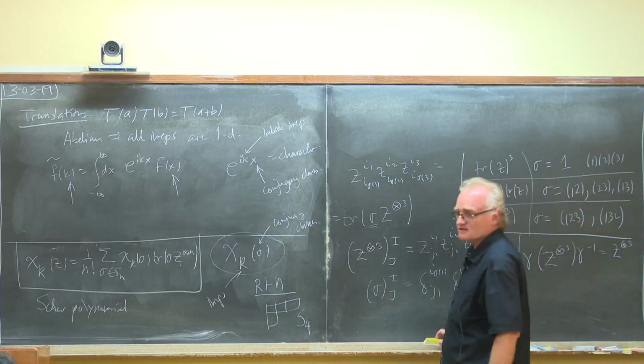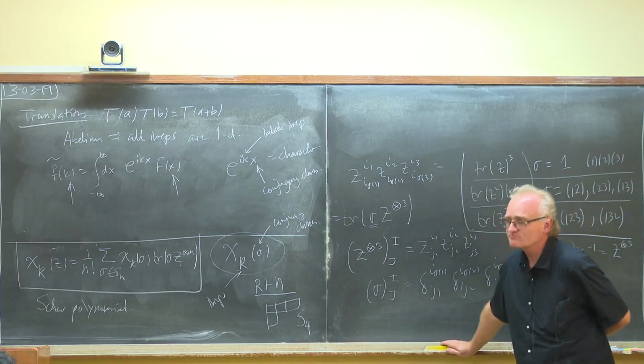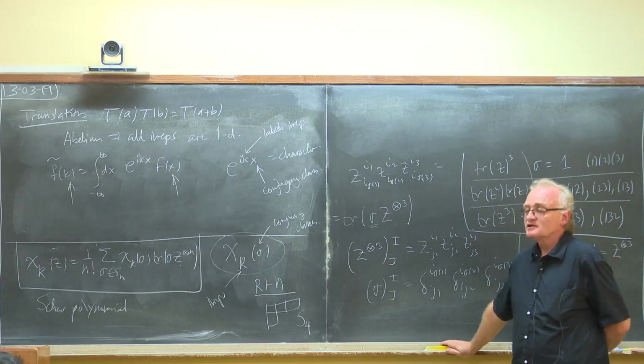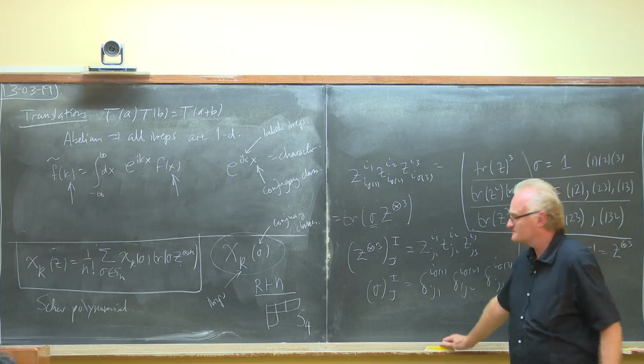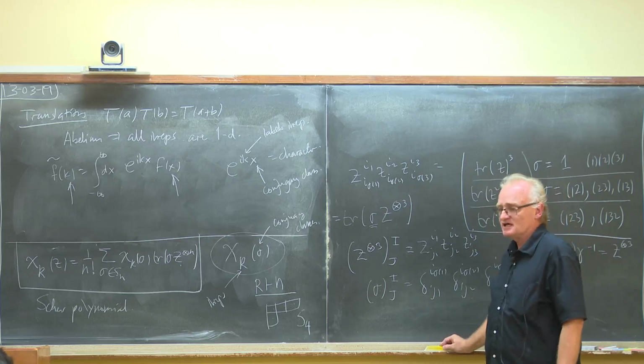And representations of the permutation group S4 are labeled by Young diagrams. Absolutely. The same Young diagrams as for SU4. So you can't have 4. Exactly. It's just the cycles, the size of the cycles, right?